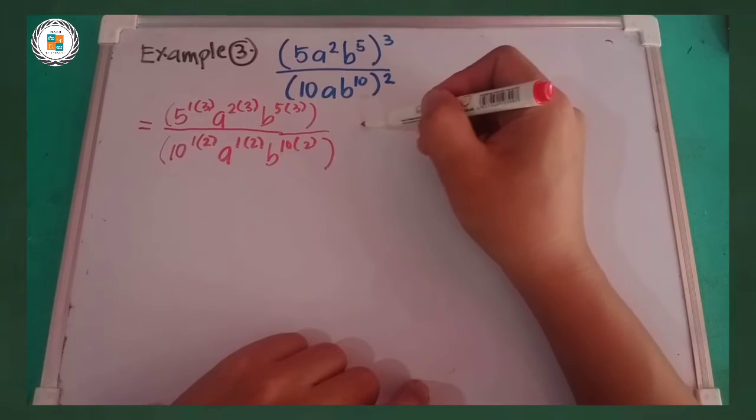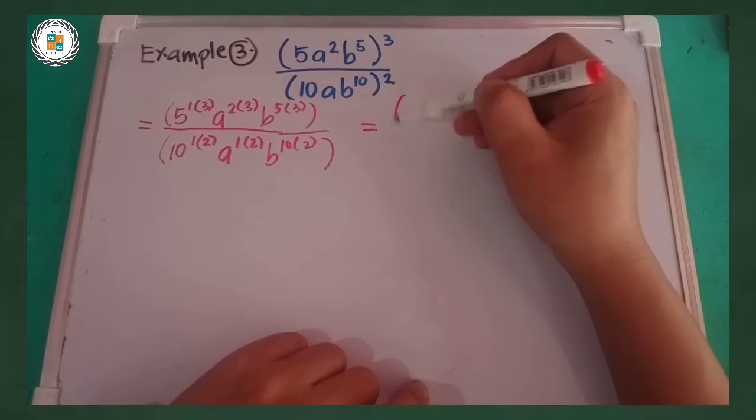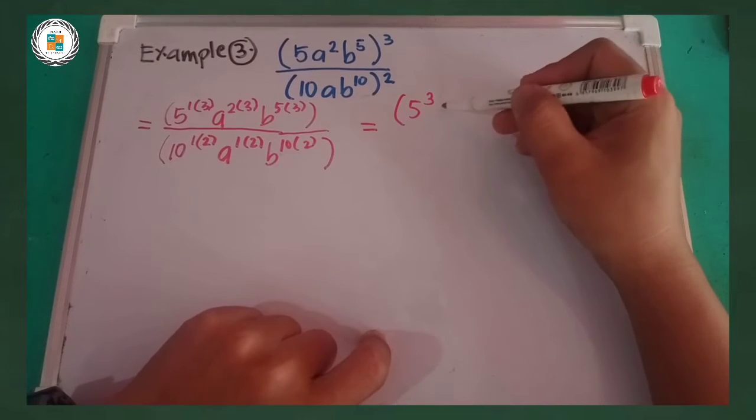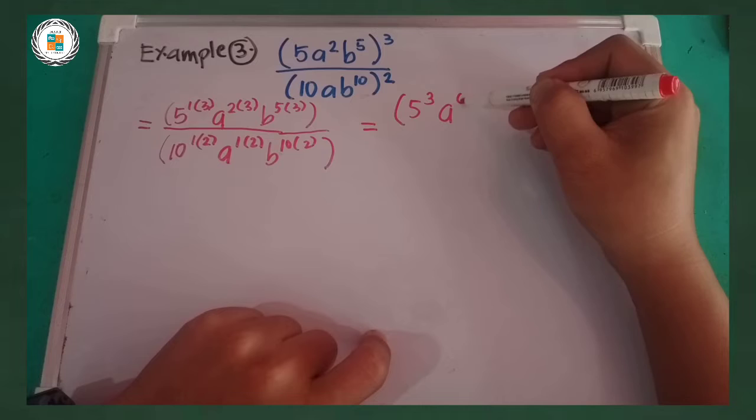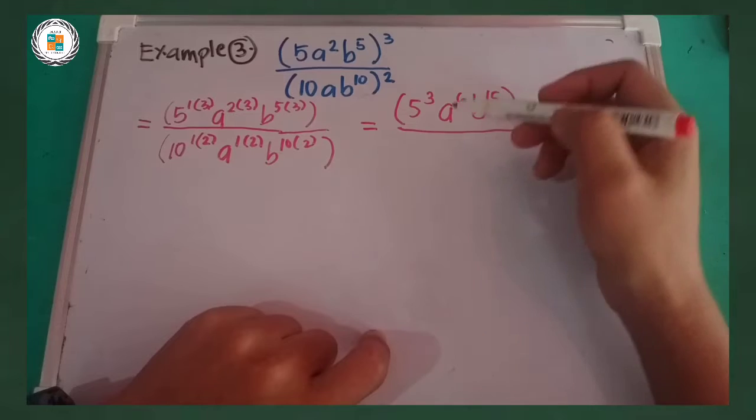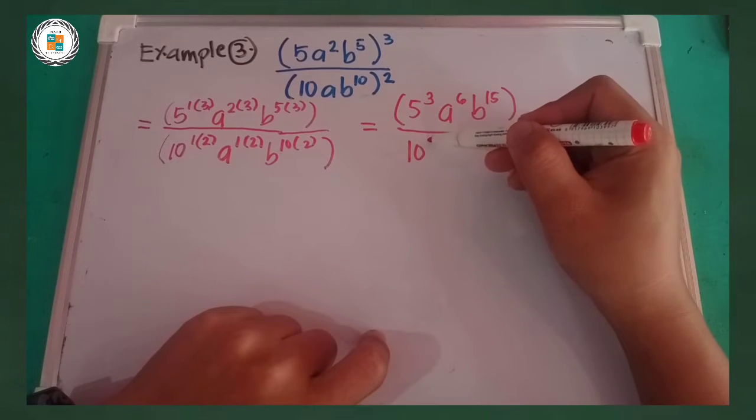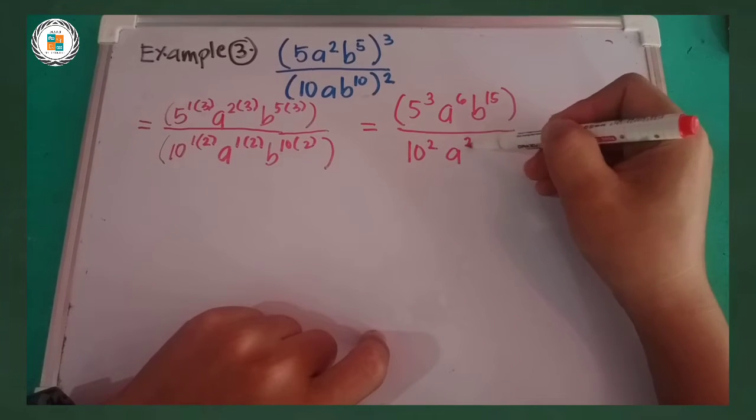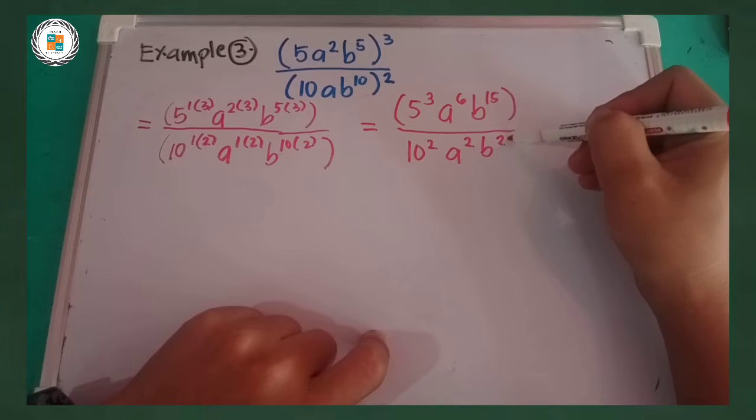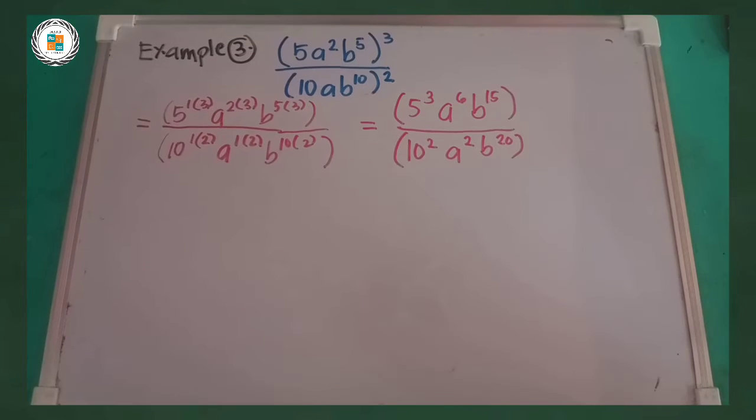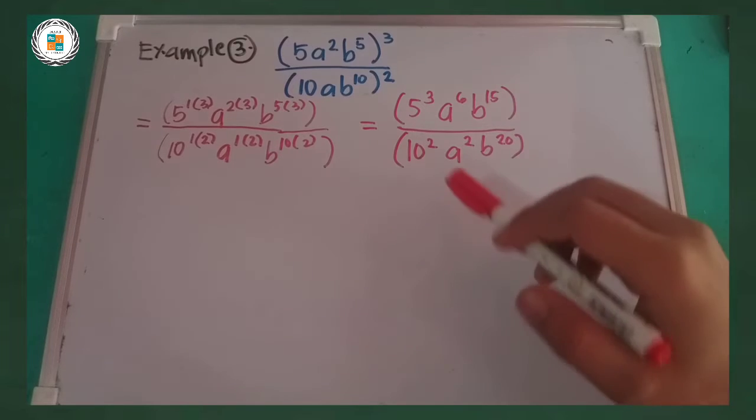Okay, now let's simplify. So it becomes 5 raised to the power of 1 times 3, that's 3, times a raised to the power of 6 followed by b raised to the power of 15. Okay, over 10 raised to the power of 2 and a raised to the power of 2 and b raised to the power of 20. Okay, this time we can now simplify the constants.